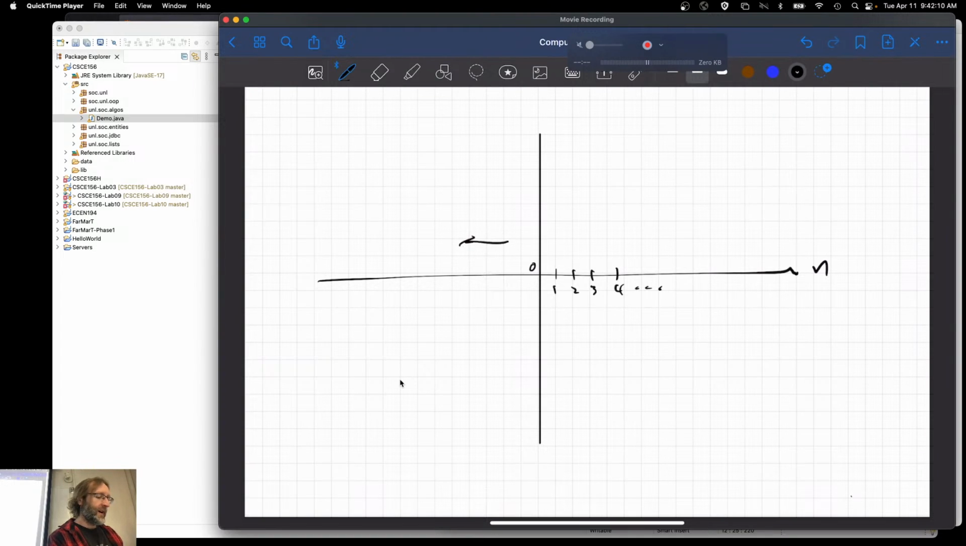But I'm also restricting my attention to non-negative numbers. Why? Can you have an array of size -10? No. So that gives rise to the natural numbers. The natural numbers are 0, 1, 2, 3, dot, dot, dot. So not even integers, because we don't want negatives.